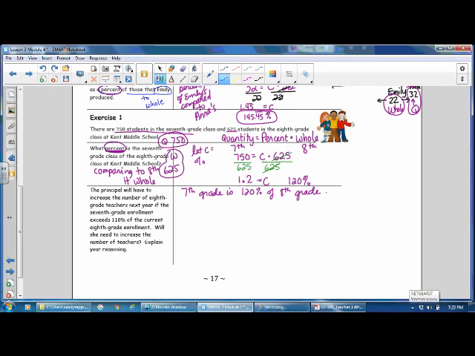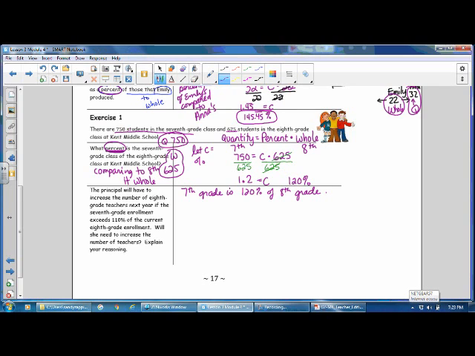The principal will have to increase the number of 8th grade teachers next year if the 7th grade enrollment exceeds 110% of the current 8th grade enrollment. Will she need to increase the number of teachers? Explain your reasoning. The question is asking, what percent more are 7th graders compared to the 8th graders?